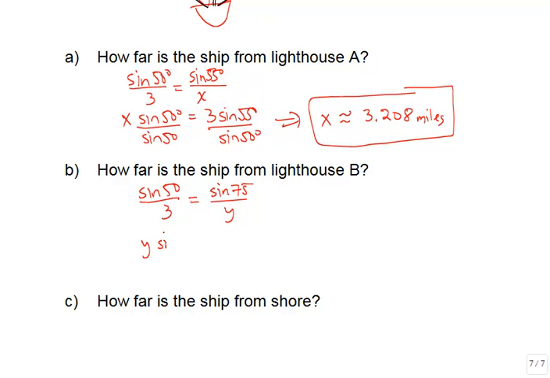Cross multiply. Divide by sine of 50. Punch it in your calculator, and you get y is about 3.783 miles.